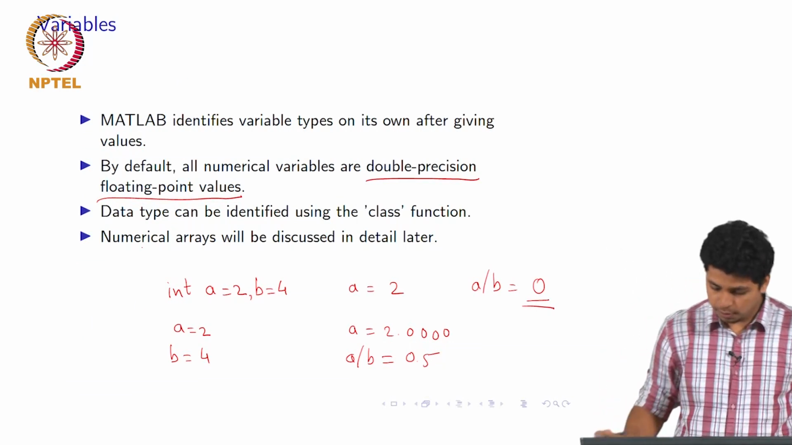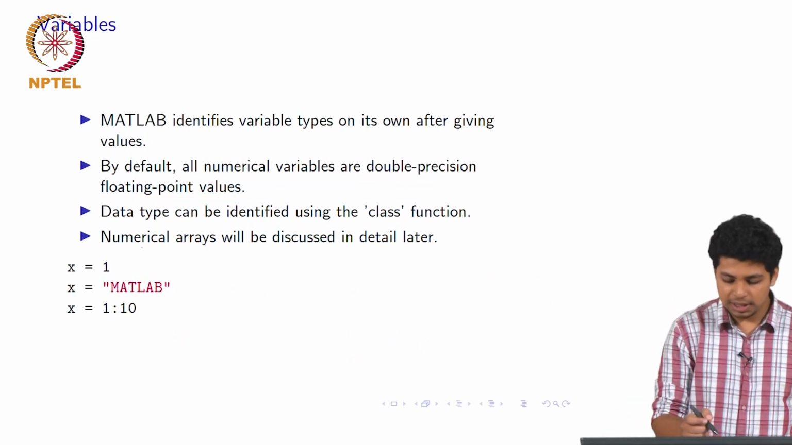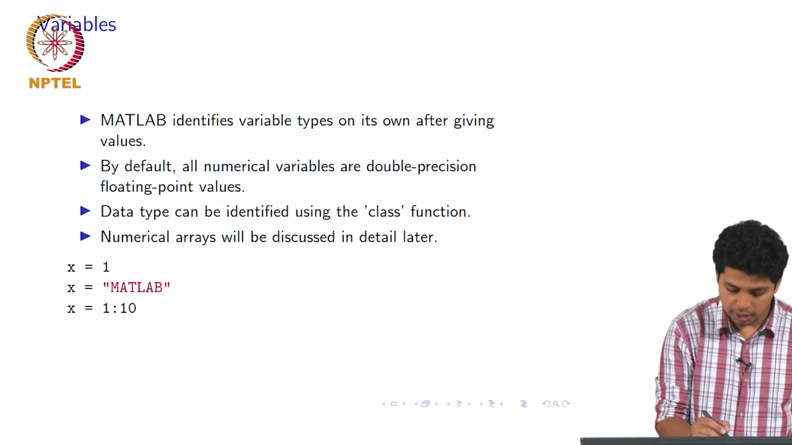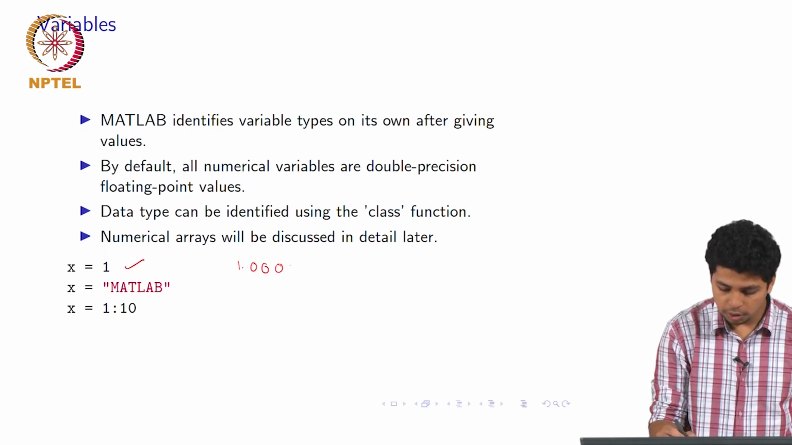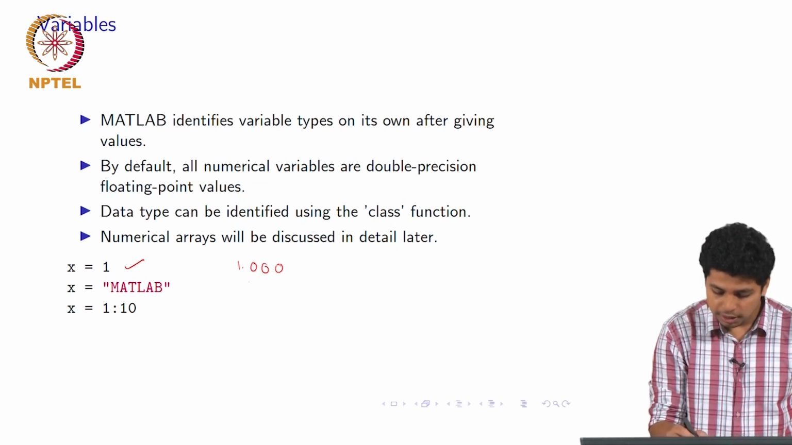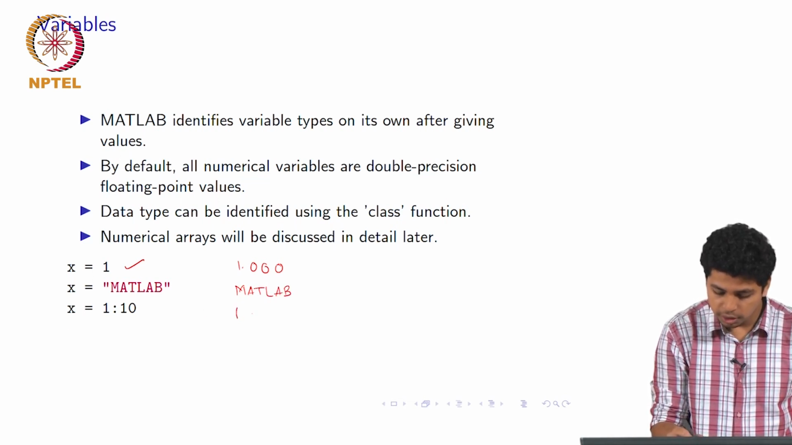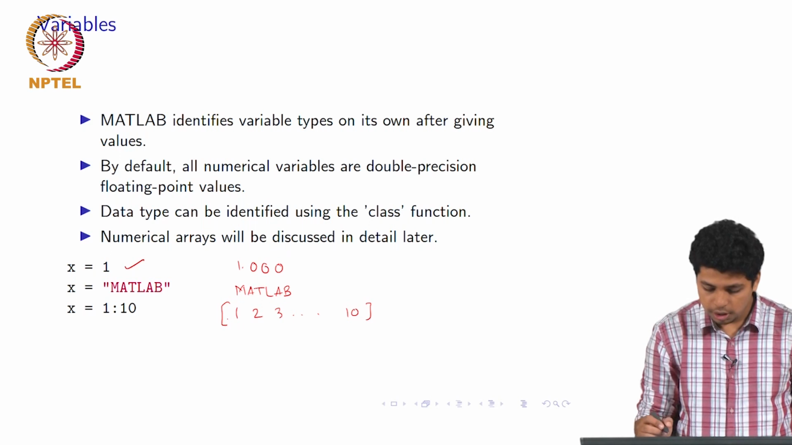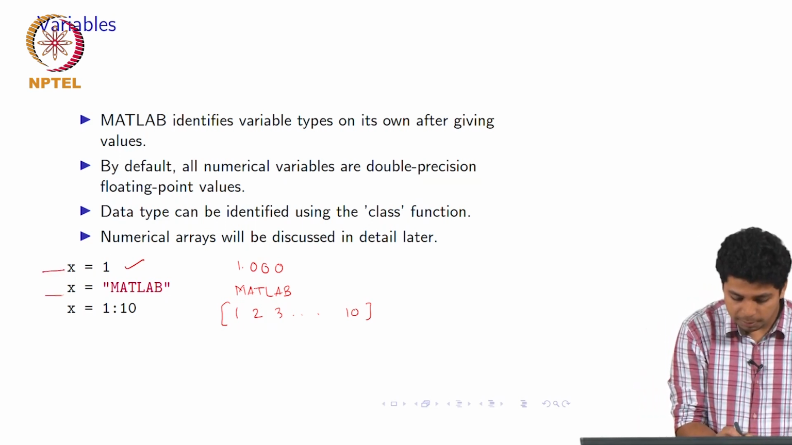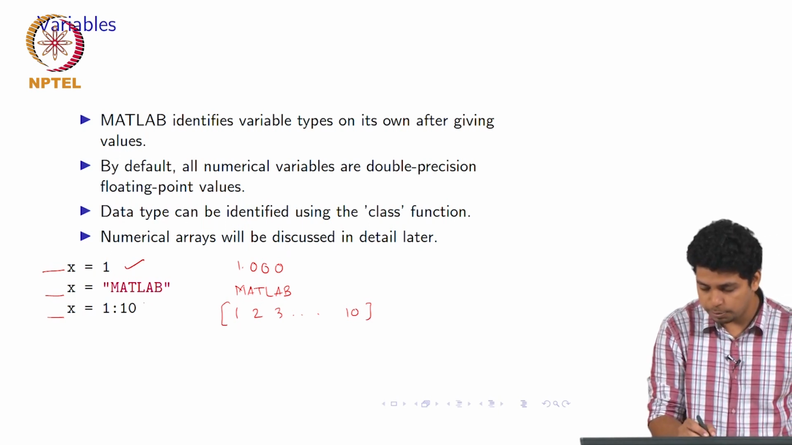Then numerical arrays we will discuss a bit in detail, but we'll do that later. Now these are some examples that I just discussed with you. So x equal to 1, it will store it as 1.000. If you wrote x equal to MATLAB, it will just store the word MATLAB as it is. And if you say x equal to 1 to 10, so what it will do is it will store an array of 1, 2, 3, 4 till 10 by default. So you do not need to specify any variable type to MATLAB. You just need to say x equal to and put any type of value that you want, and MATLAB will interpret it on its own.